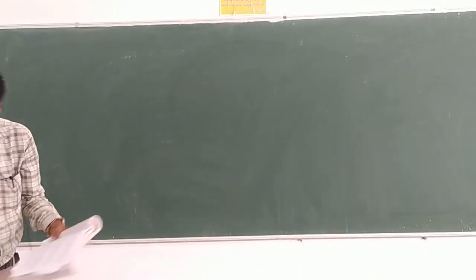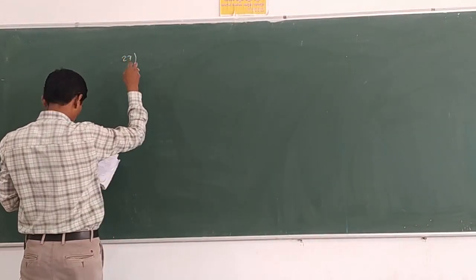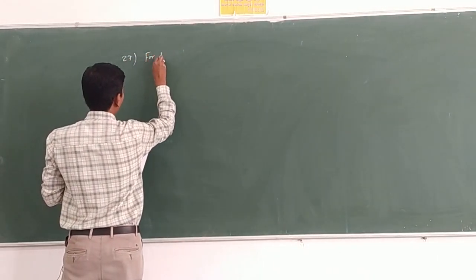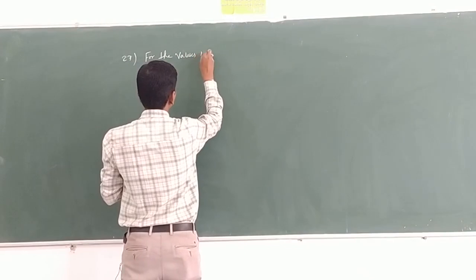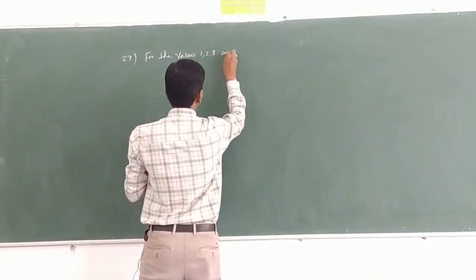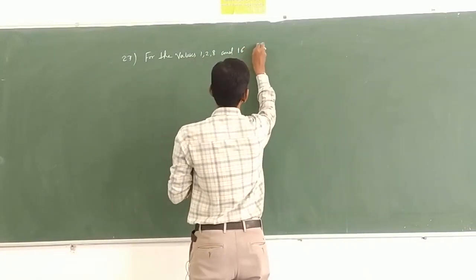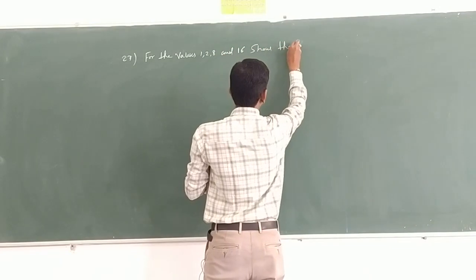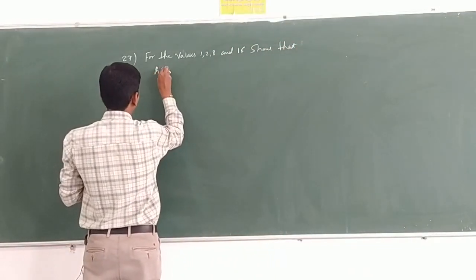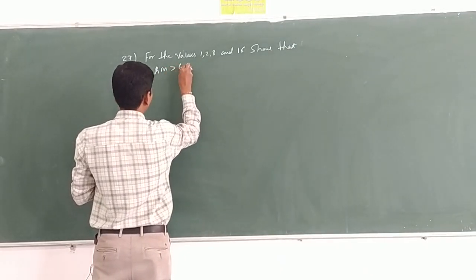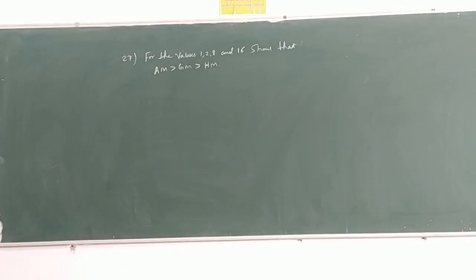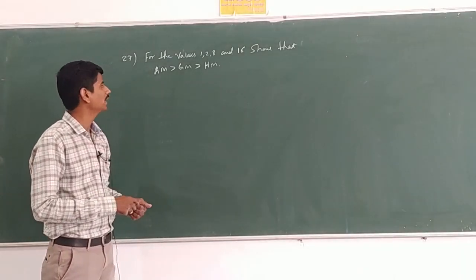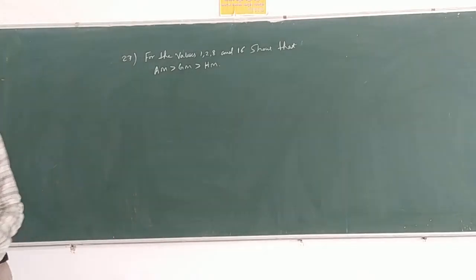For the values 1 to 8 and 16, show that arithmetic mean is greater than GM is greater than HM. Okay, here, find for the values 1, 2, 8 and 16, show that arithmetic mean is greater than GM is greater than HM.